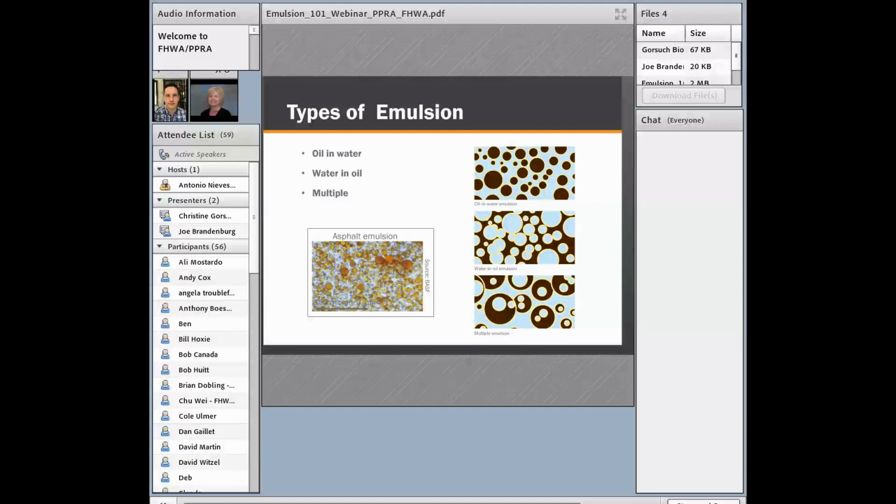We can also have multiple emulsions. The bottom picture shows water in oil in water, so you can see little bitty droplets of water inside of the oil droplets.